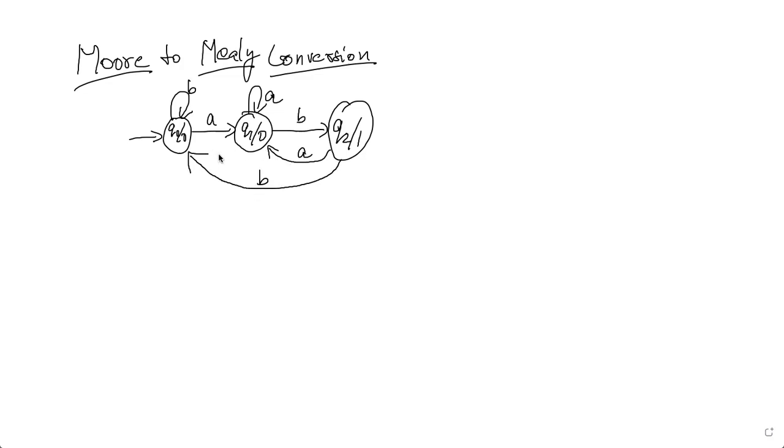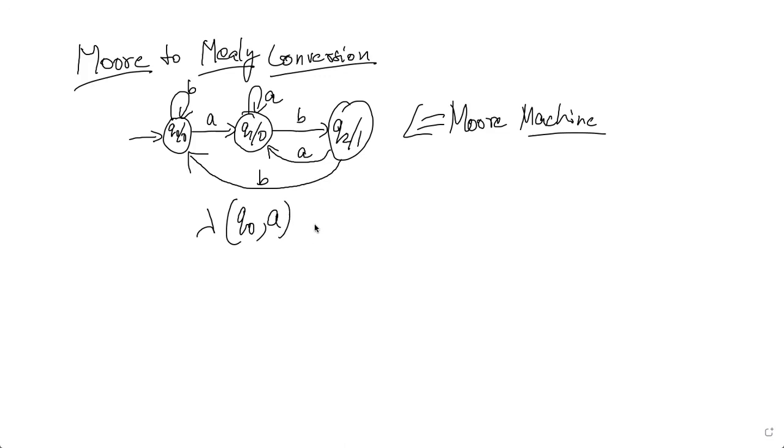Okay. So now I have created this Moore machine. I hope everybody is clear about what is a Moore machine and what is a Mealy machine. Now, if I have to convert this into a Mealy machine, the basic idea when we are converting Moore to Mealy is: what is the delta of Q naught on A? This is what we have to find out.